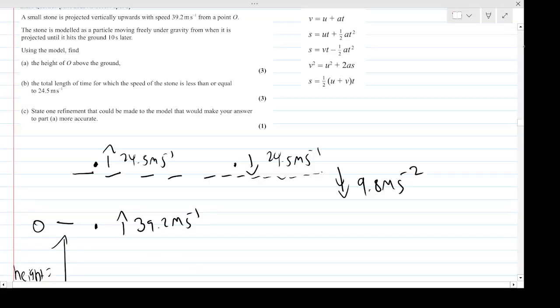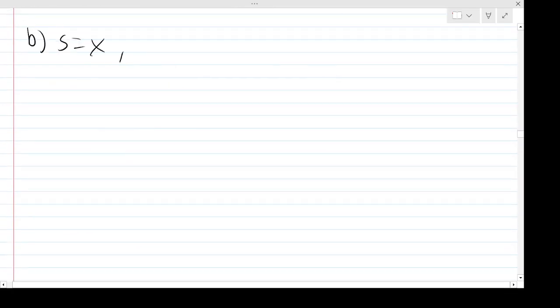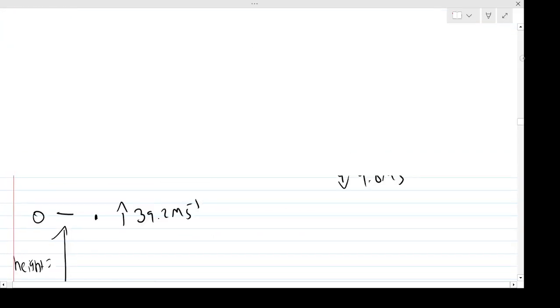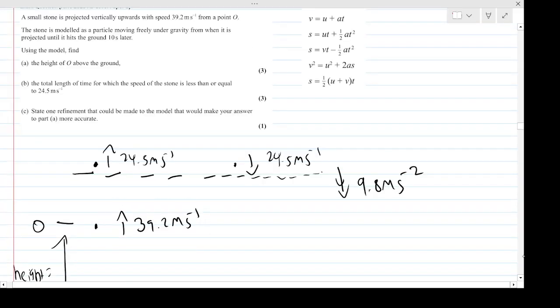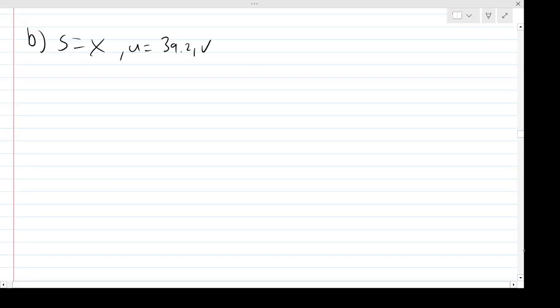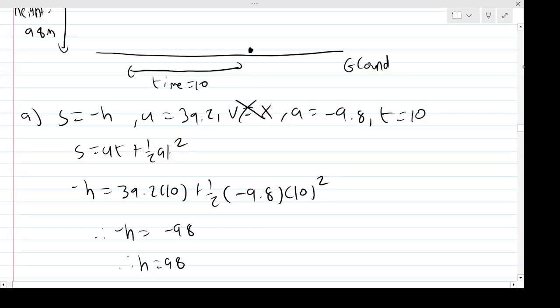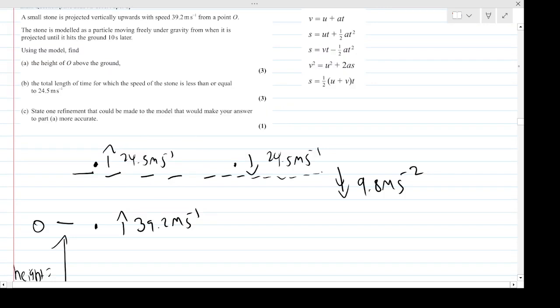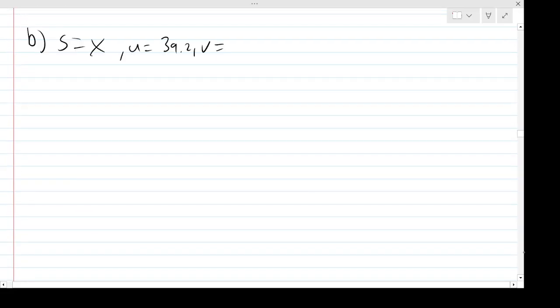S, well, we don't know this particular distance. We don't know the height when it reaches 24.5, and we don't really care about it. If we treat the initial speed as 39.2 up, V is what I do care about, the speed of 24.5, because we want to find the time when it reaches these speeds. A, if we're going upwards, then acceleration going down has to be negative, so negative 9.8, and T is what we want to work out.